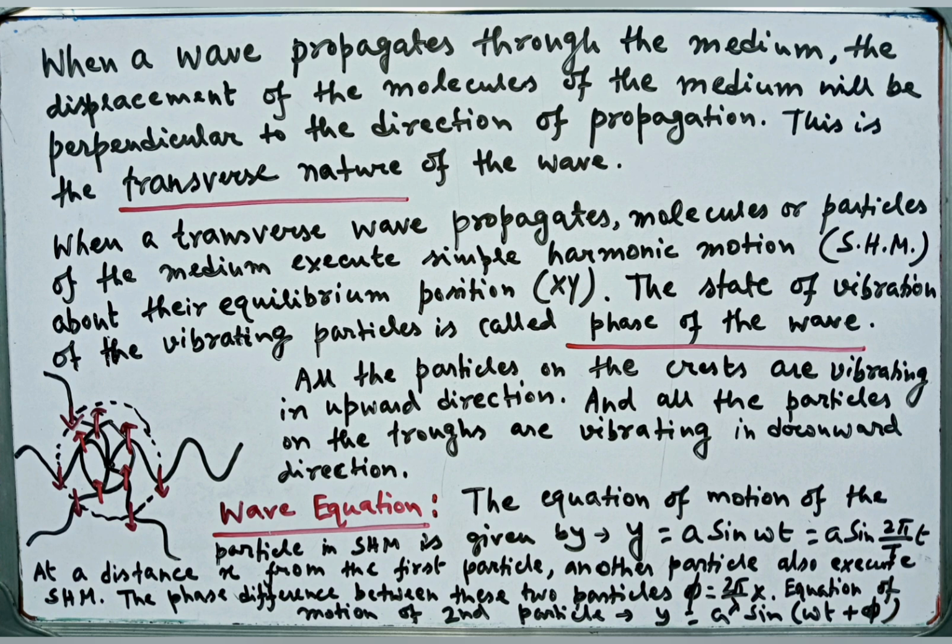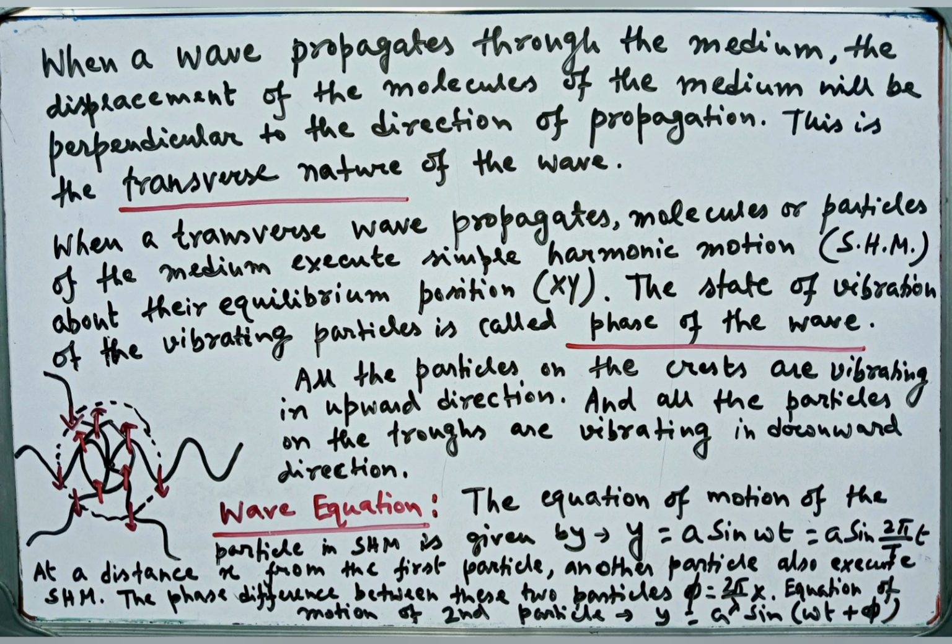Now let's see how we can write the wave equation. The equation of motion of a particle which is executing simple harmonic motion, we can write as y equals a sin omega t. Okay, now omega is nothing but 2 pi by T, so that's why it is written a sin (2 pi by capital T) times small t.